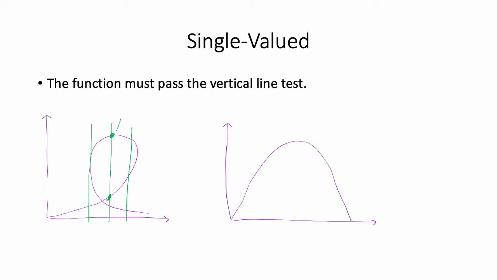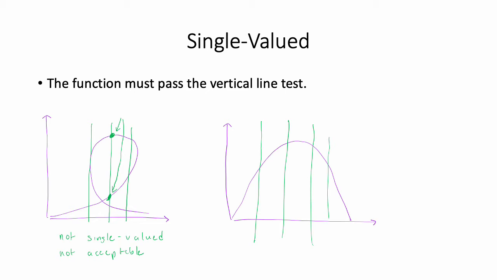test. Here you can see I have a vertical line which touches the function twice, so this is not single-valued. So this is not an acceptable wave function. On the right hand side, however, if I draw any vertical line, it will only touch the function once. So this is single-valued. So this is an acceptable wave function.